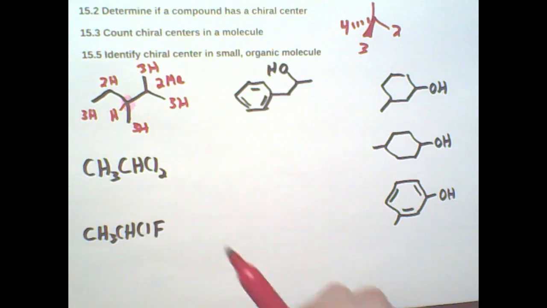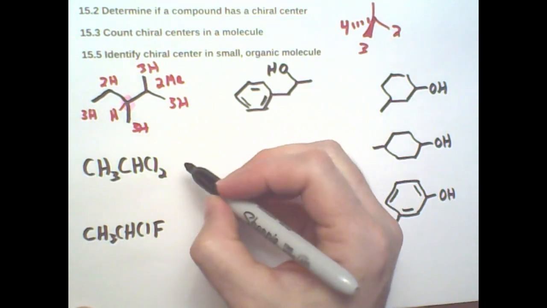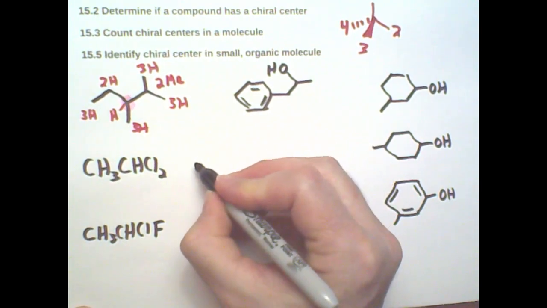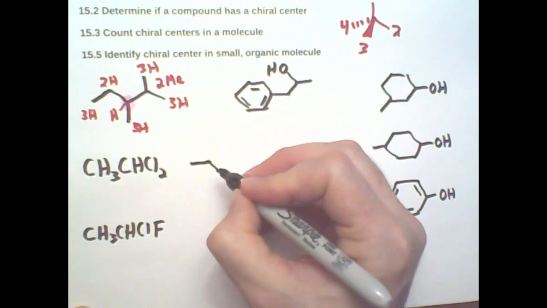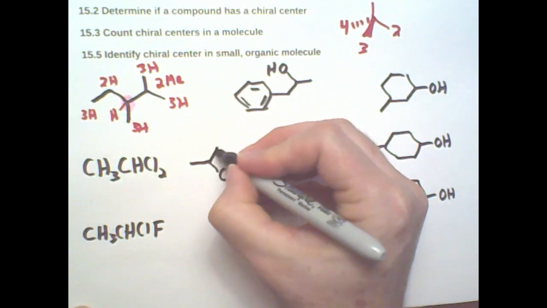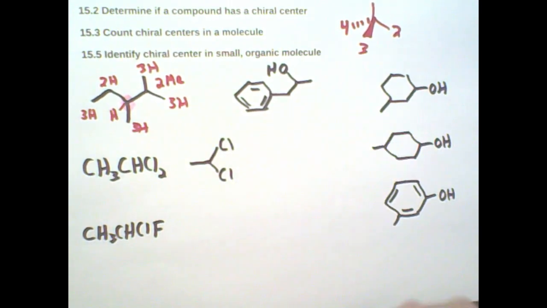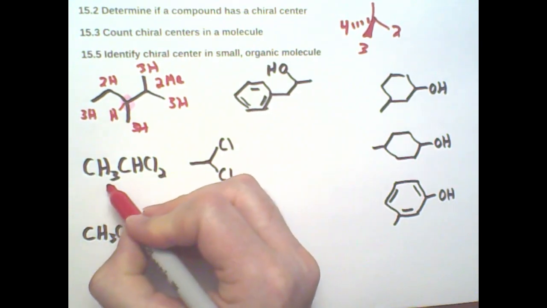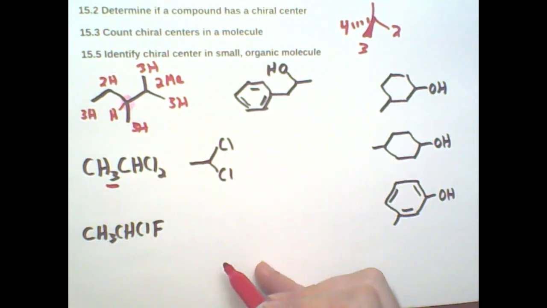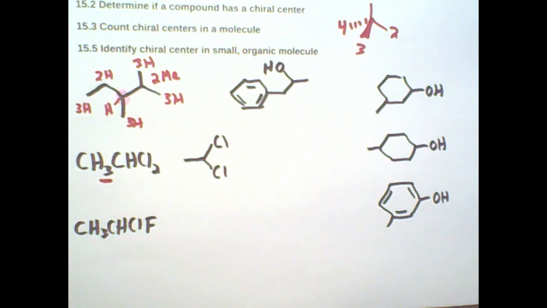Let's go to this molecule. As I always do, I'm going to change it to a line angle structure. 2 carbons. One of them has 2 chlorides on it. So we've already ruled out the side with 2 chlorides, and this side with its 3 hydrogen, not chiral as well.